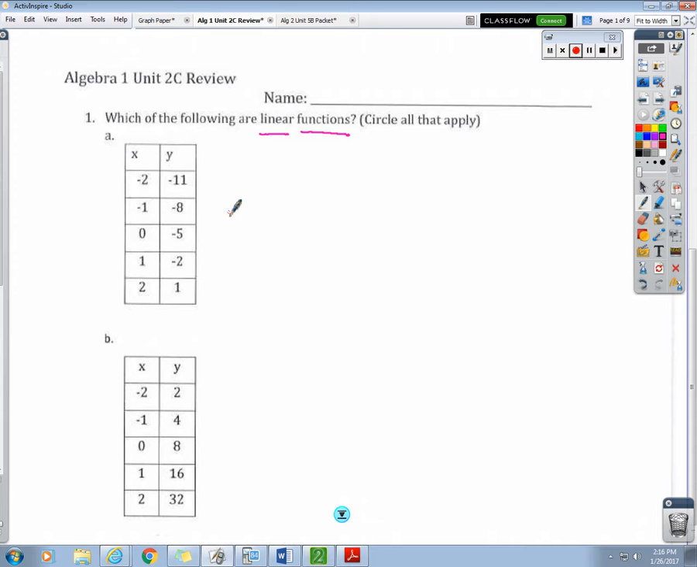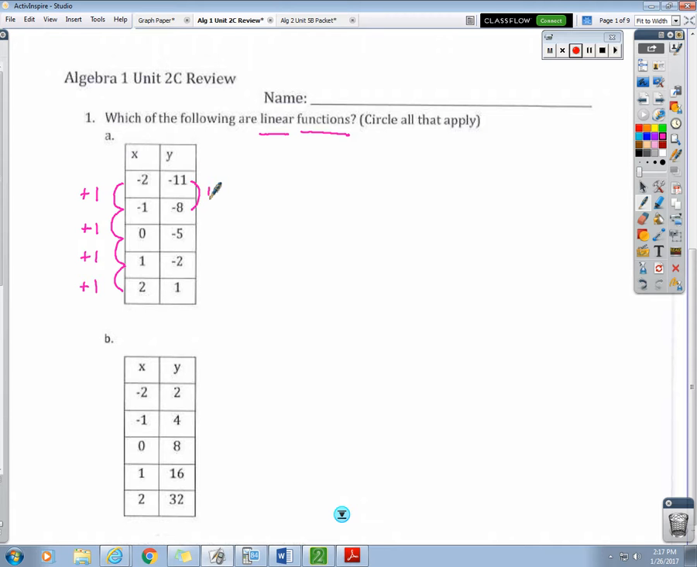So there are 3 ways to determine if that is the case. The first way is to look at the pattern in the x column. How do you get from a -2 to a -1? You add 1. How do you get from -1 to 0? Add 1. How do you get from 0 to 1? Add 1. And how do you get from 1 to 2? Add 1. That's considered constant. Did the same thing every time. Now let's see if the y's are.